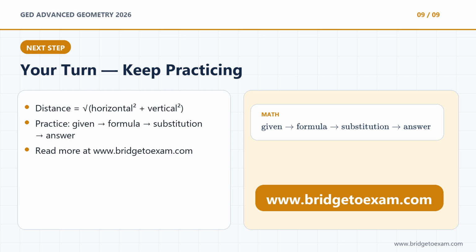Excellent work today. You can now find a hidden right triangle in a word problem, compute a rectangle's diagonal, and measure the distance between 2 points on a grid. Your mastery check is the 10 practice questions for this session. For each one, write it out this way. Given information, then formula, then substitution, then the answer with units.